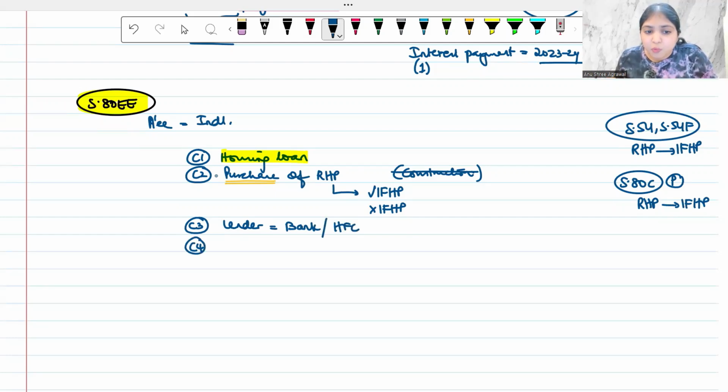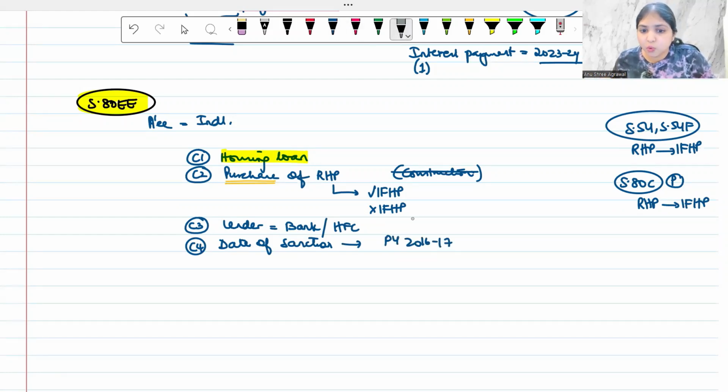Condition number 4, what is the date of sanction? When was this loan sanctioned? The loan should have been sanctioned in the previous year 16-17. Only in previous year 16-17 should this loan have been sanctioned. Point to be noted, am I talking about the date of borrowing? No, I am not talking about the date of borrowing. I am talking about the date of sanction over here.